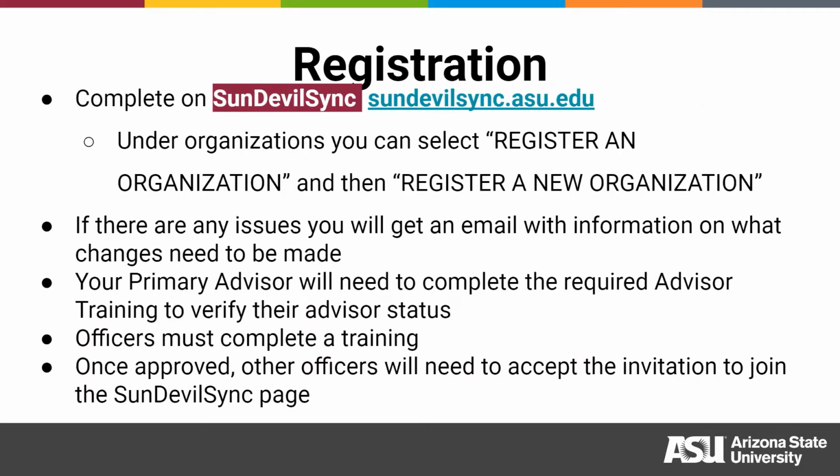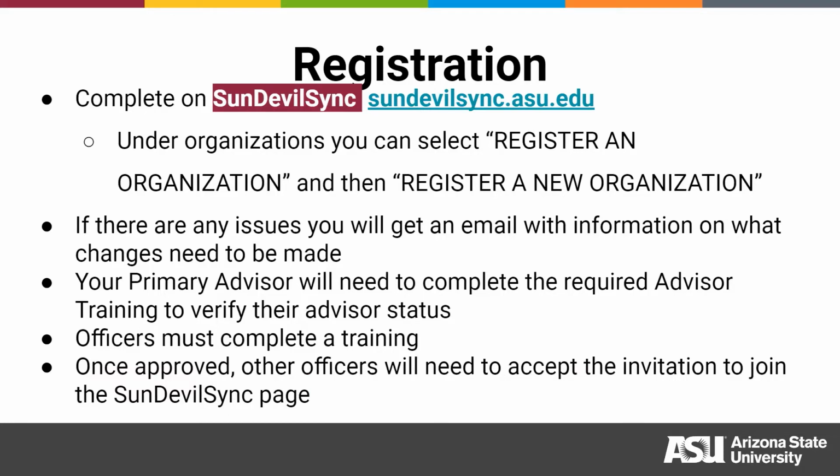So how to complete your registration. Once you have all these things gathered and all the trainings taken, you're going to want to register on Sun Devil Sync, sundevilsync.asu.edu. There's a tab at the top, you click Organizations, and then on the side it'll say Register an Organization. At the bottom, in a blue button, it'll say Register a New Organization. So that's what you're going to click.